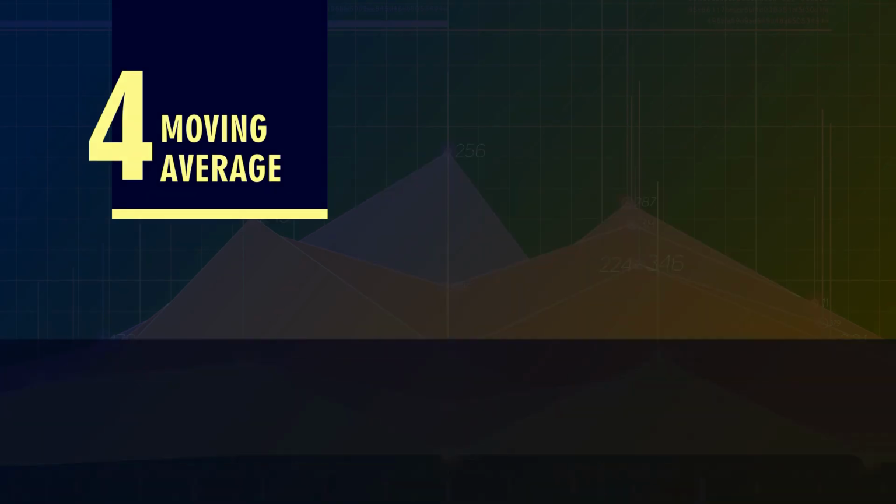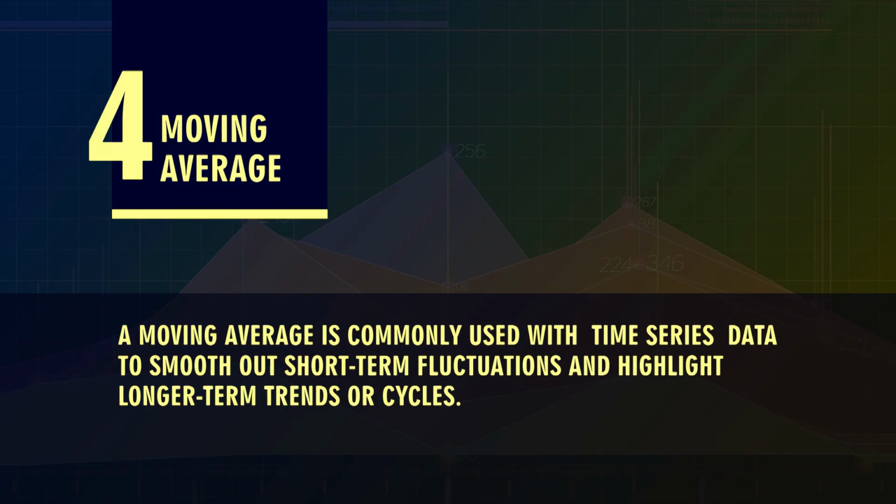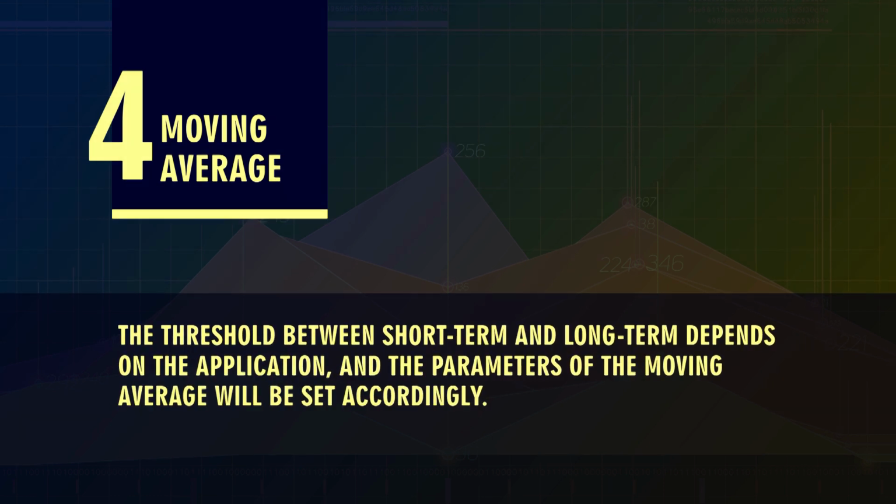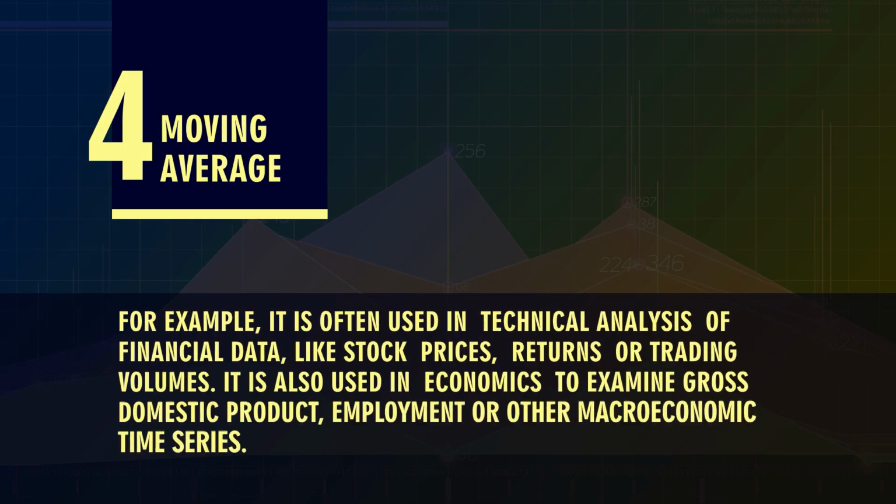A moving average is commonly used with time series data to smooth out short-term fluctuations and highlight long-term trends or cycles. The threshold between short-term and long-term depends on the application, and the parameters of the moving average will be set accordingly. So what we have observed is that there are certain examples. It is often used in technical analysis of financial data like stock prices, returns or trading volumes. It is also used in economics to examine gross domestic product, employment or other macroeconomic time series.